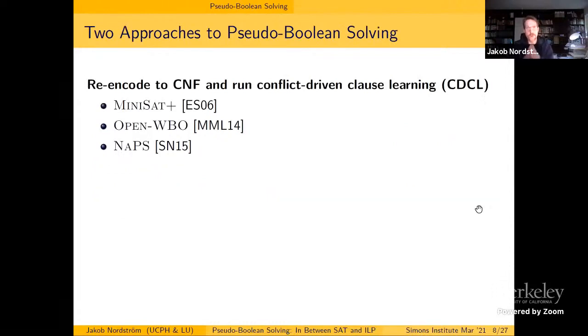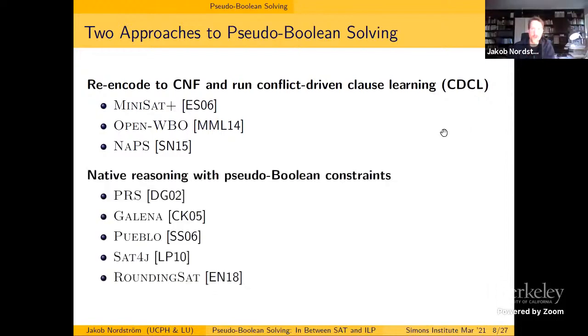Okay, so what do you do if you get a Pseudo-Boolean formula? Well, one thing that you can do, since you know and love conflict-driven clause-learning solvers, is just rewrite your Pseudo-Boolean constraints to conjunctive normal form and run your favorite SAT solver. This is one thing you can do.